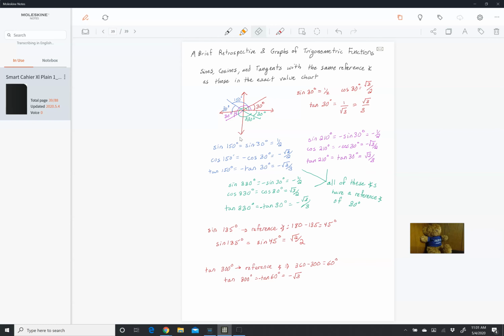Let's do one more. Let's say that we want to know the cosine of 240 degrees. Okay, so once again, we want to find our reference angle first. So 240 is in quadrant 3. Okay, how do we know that? Because it's between 180 and 270. So in quadrant 3, we take the angle and we subtract 180 degrees.